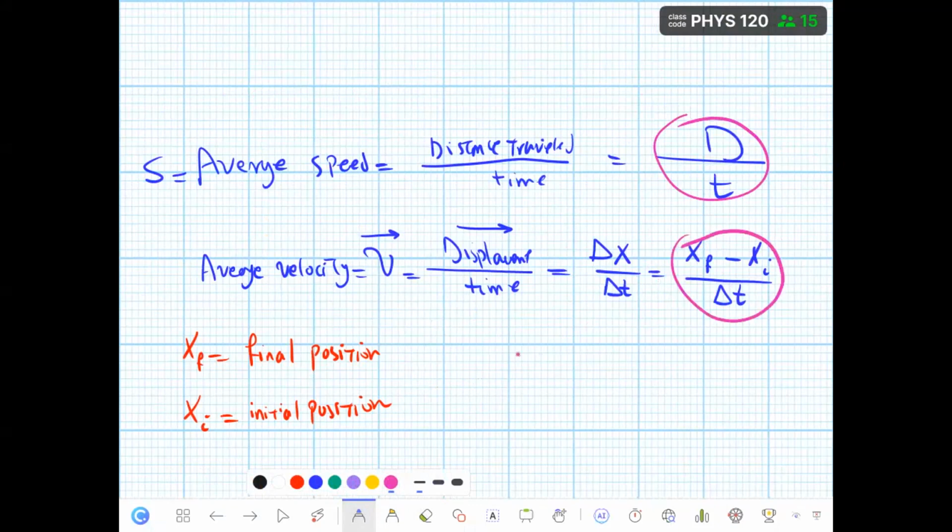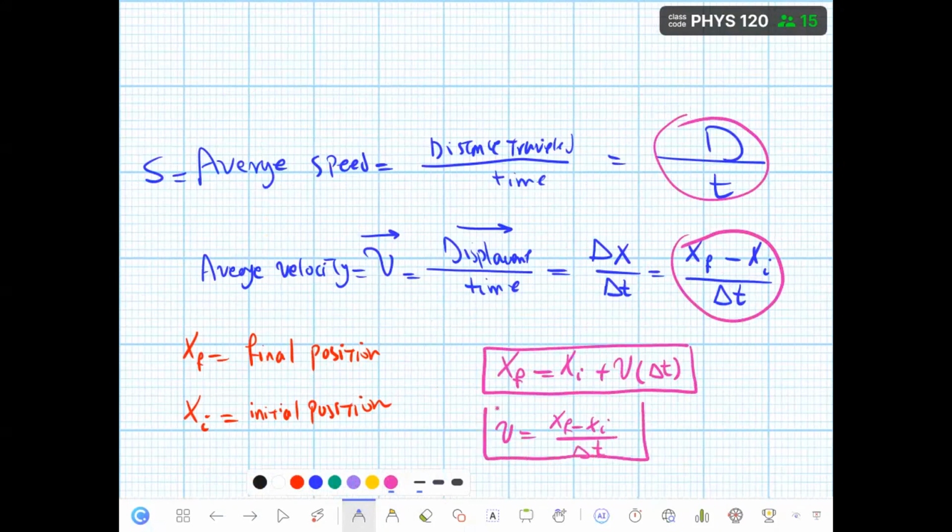Sometimes we write this formula like this: xf equal xi plus v delta t. This is another form of writing the velocity formula based on position. So v equal xf minus xi divided by delta t. Sometimes you have the velocity, you know the velocity of a moving particle, and you would like to see what that person's position would be 2 seconds later, 10 seconds later.